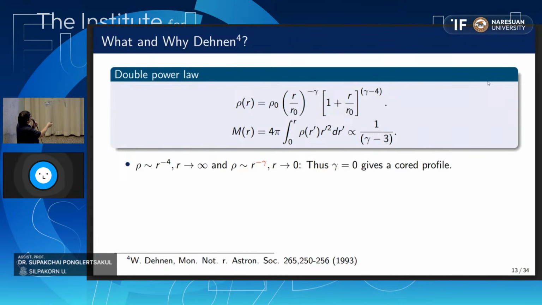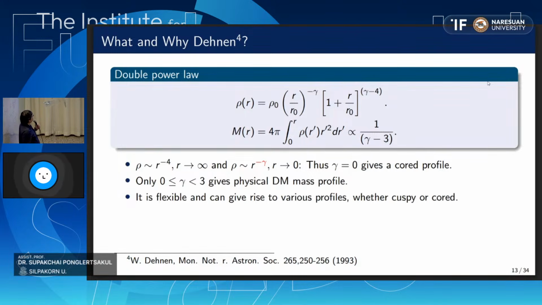And also, as you can see from the profile above, when r goes to infinity, rho goes down as 1 over r to the 4, and at the center, the density function behaves as r to the minus gamma. So gamma controls how steep your profile is, especially at the center. Among all of these arbitrary numbers, when gamma is 0, it gives us a core profile. That means you have a constant density at the center.